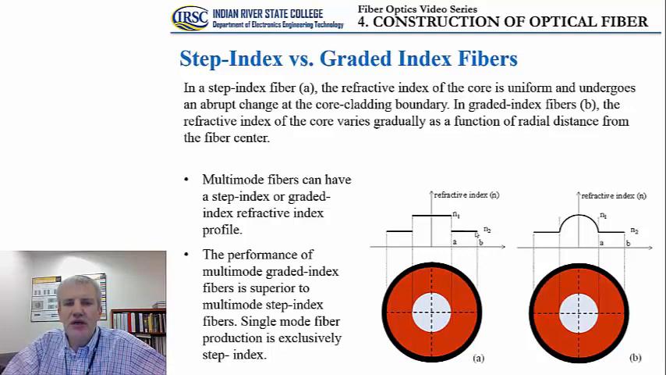As opposed to the step index optical fiber, in the case of the graded index fiber, we see that the index of refraction is going to vary gradually as a function of the radial distance from the fiber center. Right at the center of the core, we have the maximum of the index of refraction, and then the index of refraction is going to be dropping gradually to a certain value that's going to be used in the cladding.